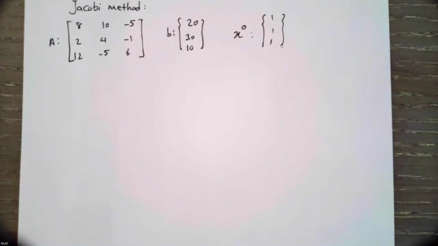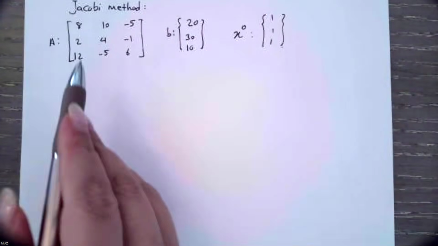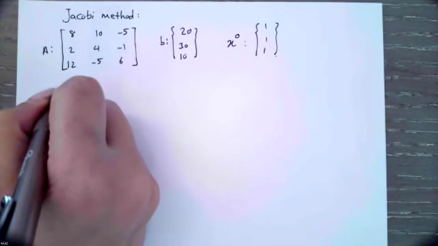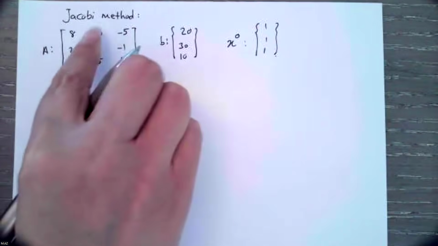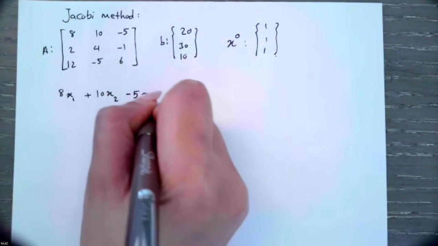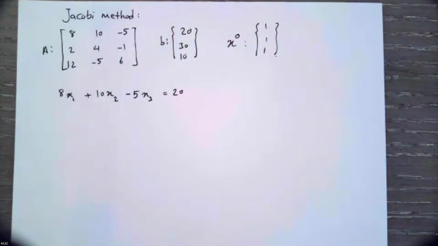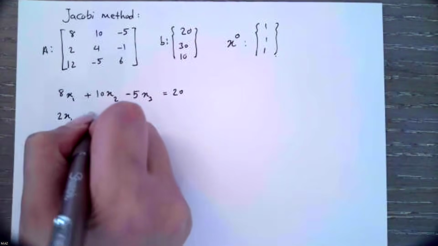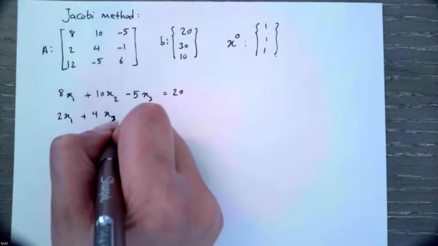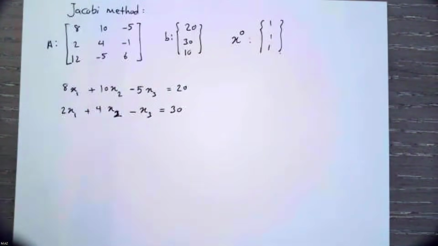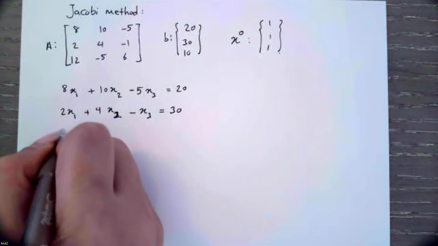For solving these problems based on the Jacobi method, first write these three equations. It means we have 8 times x1, 10 x2, 5 x3 equals 20. Equation 2 is 2 times x1, x2, and this is the third equation.